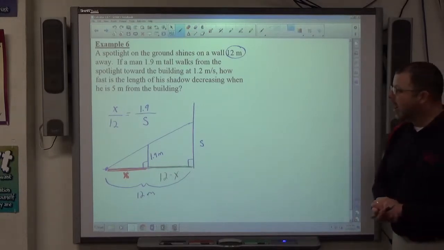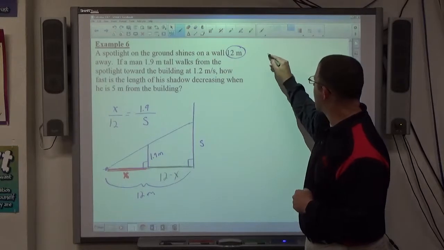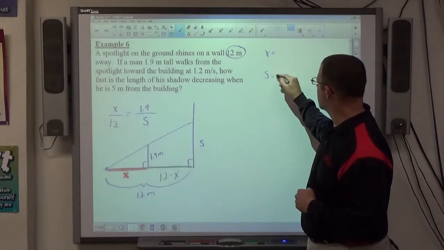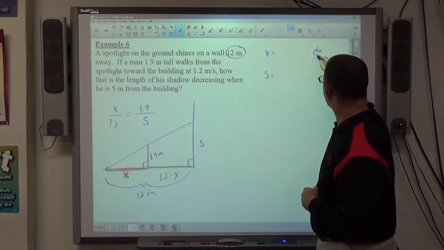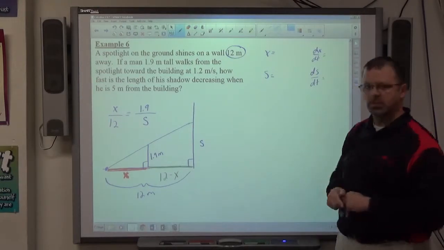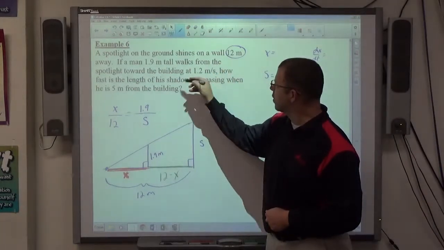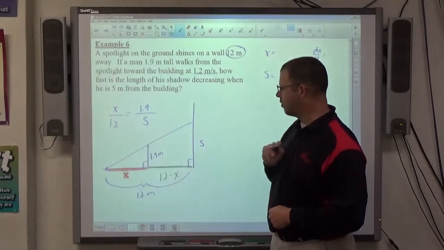All right. Now, if we start getting some more specifics here, the other stuff I need is my x equals and my s equals and my dx over dt equals and my ds over dt equals. And this is where I start getting specific information about x and s and all this other stuff. Now, it says he walks from the spotlight toward the building at 1.2 meters per second. So which direction is he going?